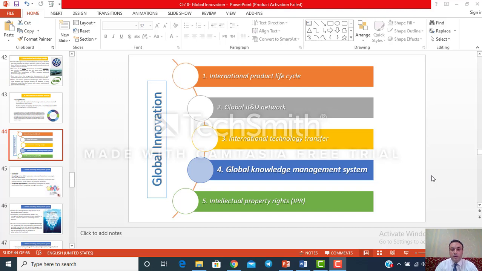We started our chapter about global innovation. We talked about the international product life cycle, global research and development network, and international technology transfer. Now we are going to complete our chapter about global innovation with these two topics: the global knowledge management system and the intellectual property rights.